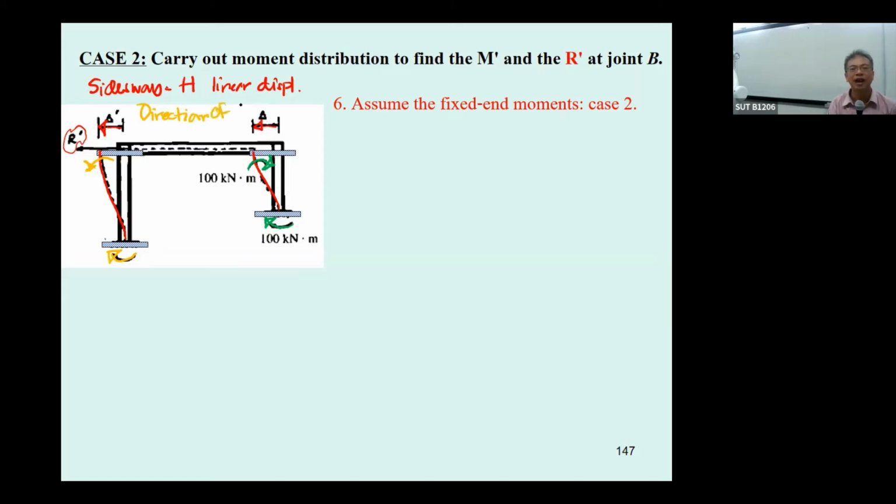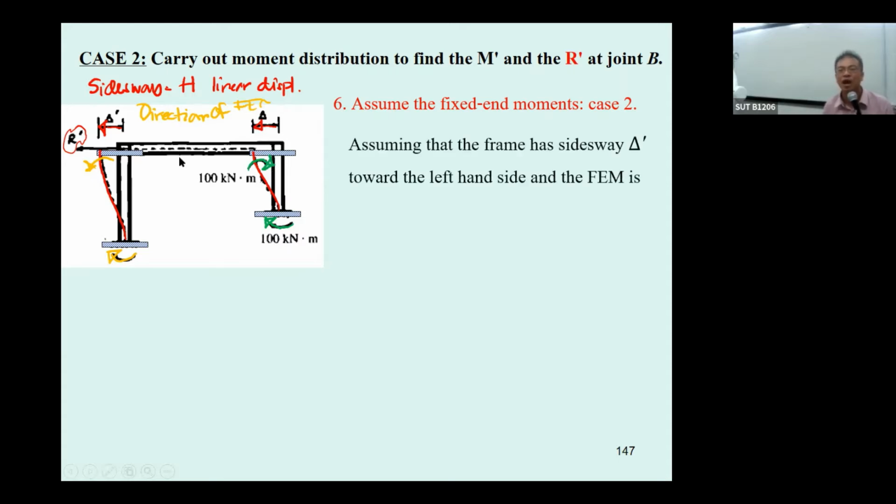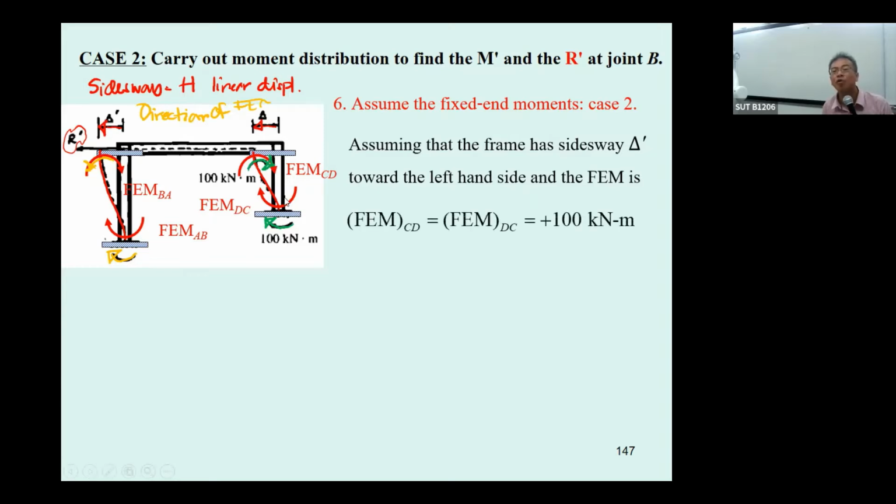Another thing about the direction of the fixed end moment: how do you know the direction of this? You just bring your projector, and if you move like this, you can see the deflected curve of the column is like this. So the deflection will be as I draw over there for the green and for the yellow. So we assume the first one, fixed end moment DC equal to fixed end moment CD, equal to positive 100 because it rotates in the clockwise direction.